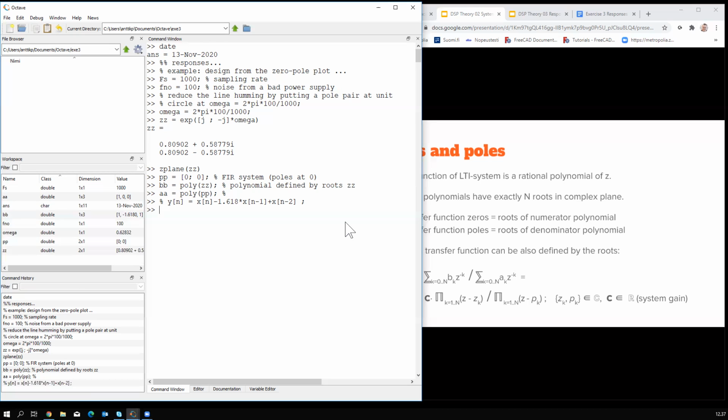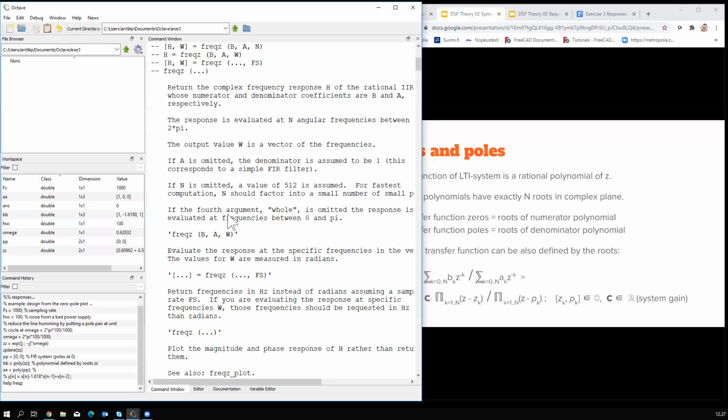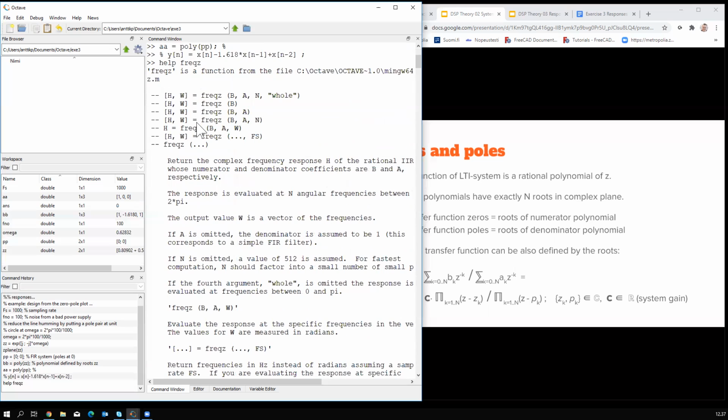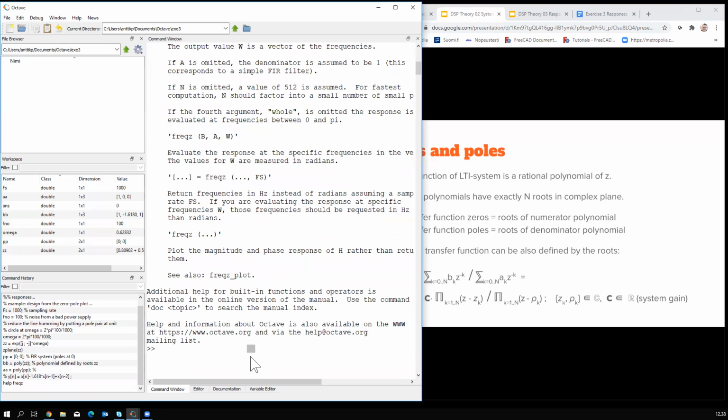How to implement this one? Well, the implementation is called filter. But anyways, that's one system, and now I can calculate the frequency response for this system. BB, AA. Okay, now I don't remember everything, so let me get help on frequency response, with sampling rate. Okay, let me calculate the frequency response.